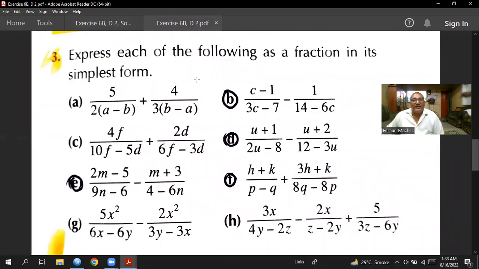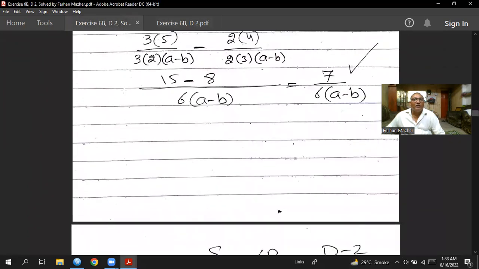Now question number 3, its B part. Upstairs you have c minus 1, and downstairs I have 3c minus 7. Here you have 14 minus 6c. So if I take minus 2 common, this will become plus, this will also become 3c minus 7. So let me show you how this is done. And here we go.